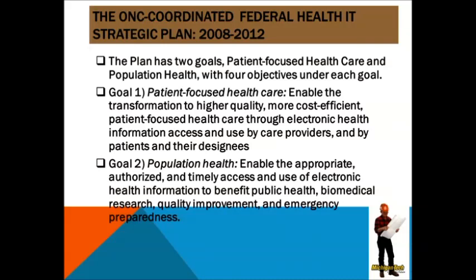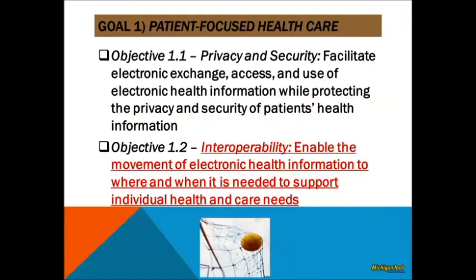For each goal, we have 4 objectives. Okay, the 4 objectives for the first goal. The first objective is about the privacy and security, because privacy and security are very important. Think about this one. When you have medical records, you cannot just let everybody know about your records, okay? Because there is privacy in it. Also, the security issue. Some people can change your medical records or retrieve your medical record.